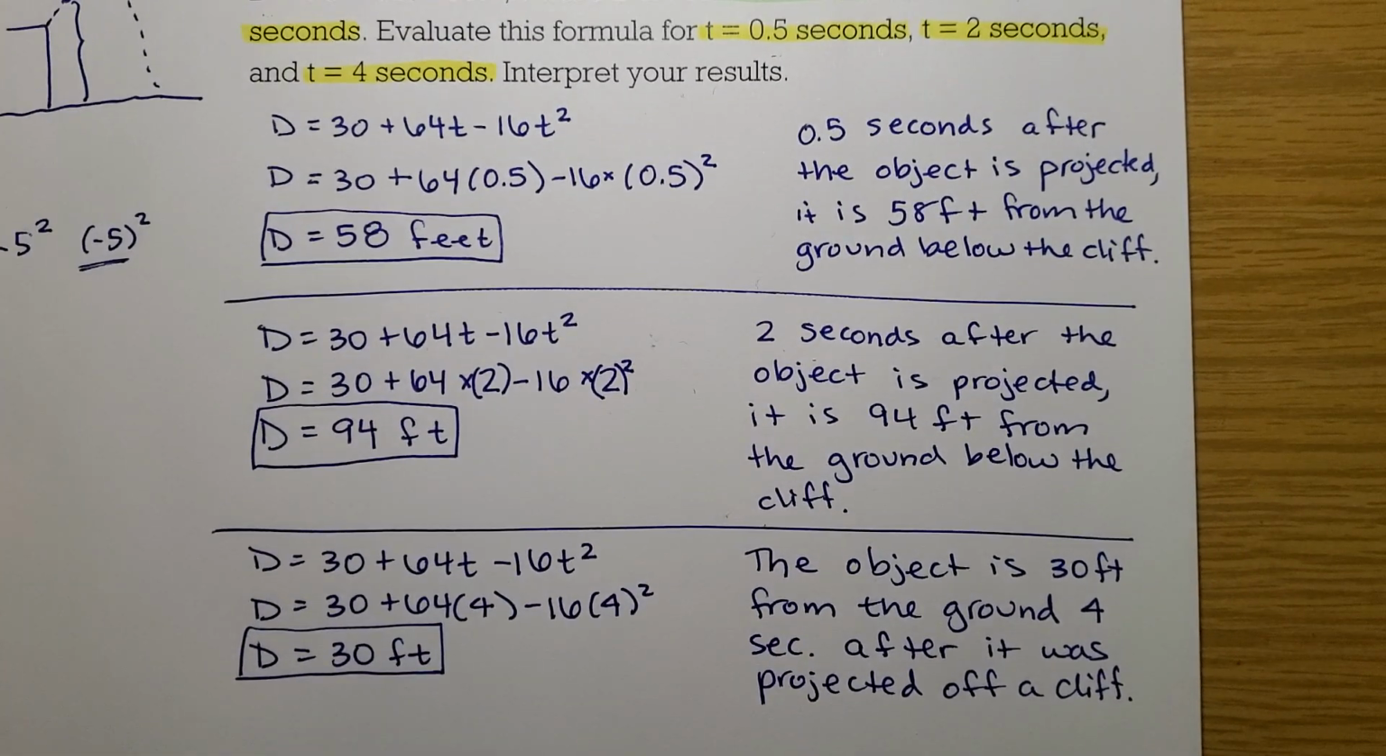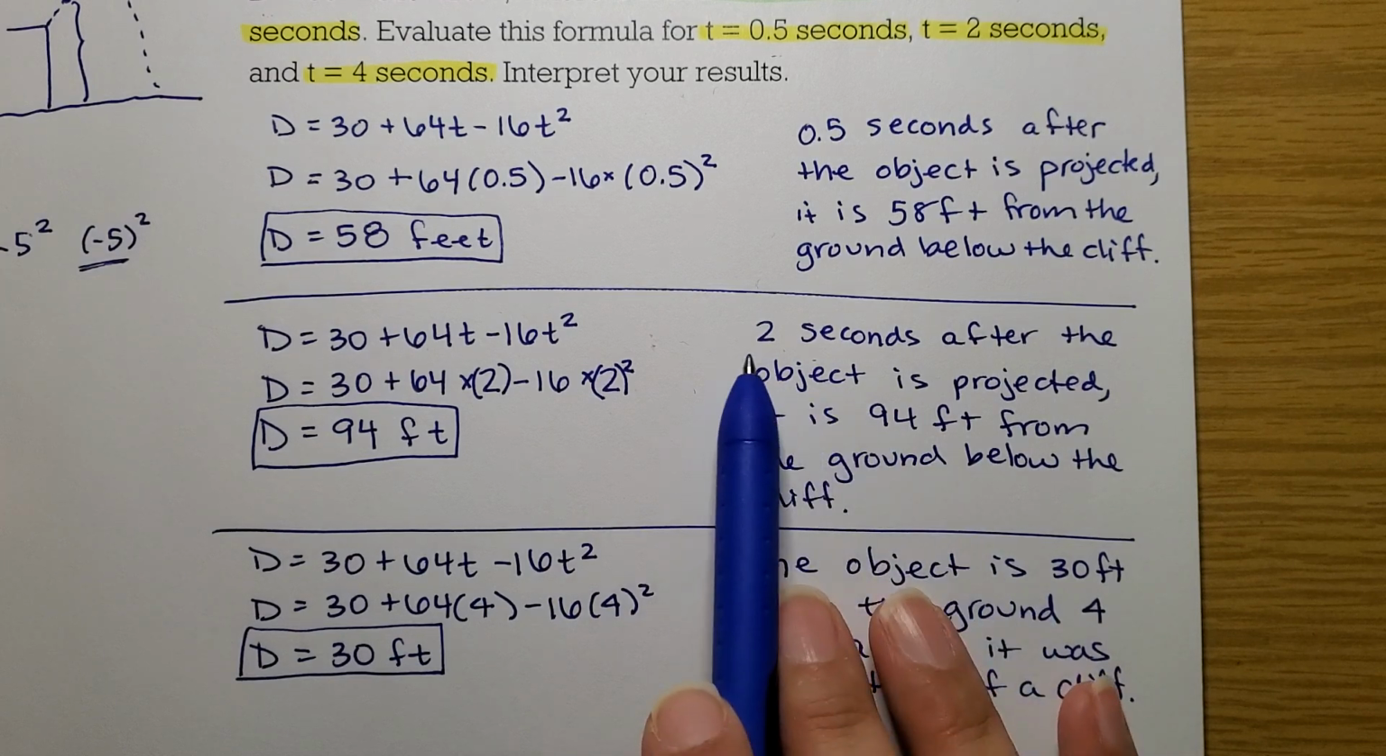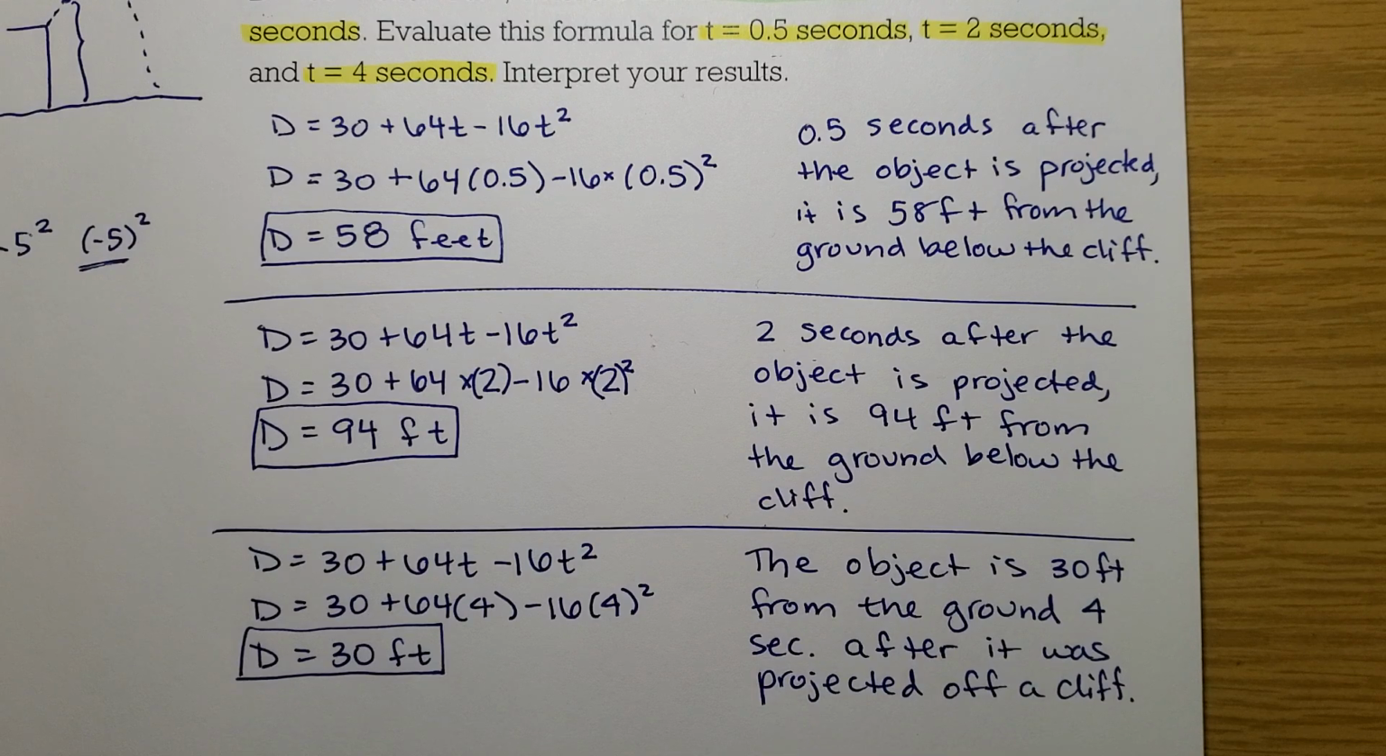And then for my interpretation, I just changed up the way I phrased it a little bit this time. I said the object is 30 feet from the ground 4 seconds after it was projected off a cliff. But you could have just maintained the same sort of structure we started with and have said 4 seconds after the object is projected, it is 30 feet from the ground below the cliff.